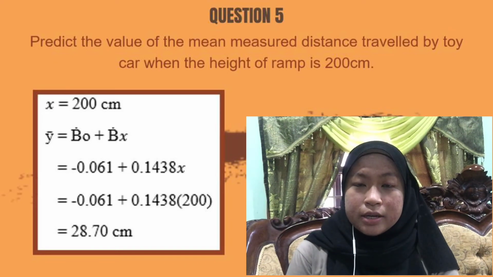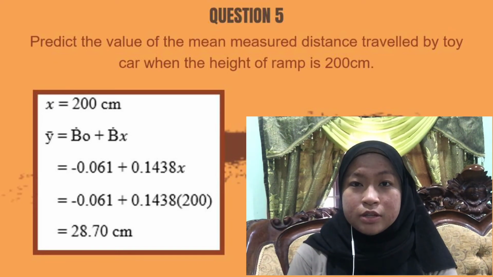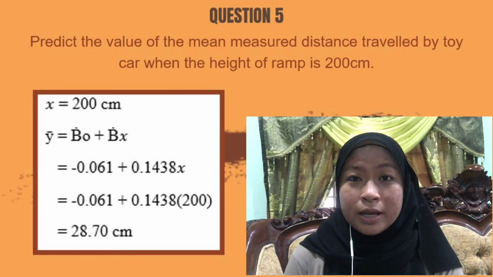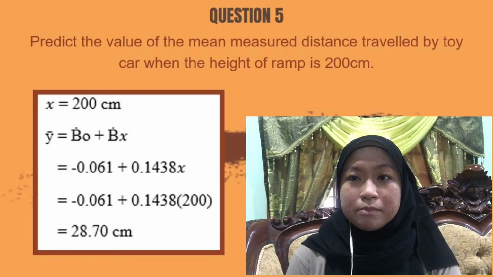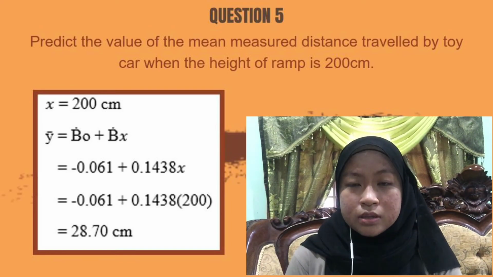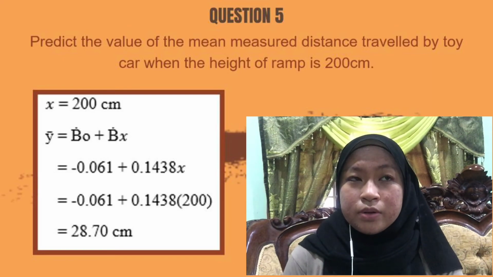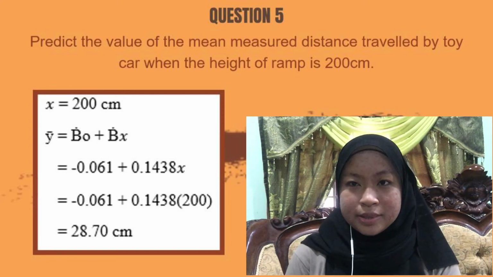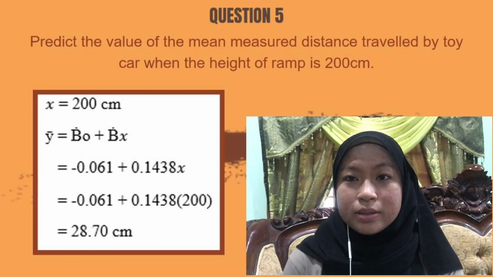The regression line is y equal to negative 0.061 plus 0.1438x. Then y equal negative 0.061 plus 0.1438 times 200 equal to 28.70 centimeter. The answer for question 5 is 28.70 centimeter. That's all from me. Thank you.